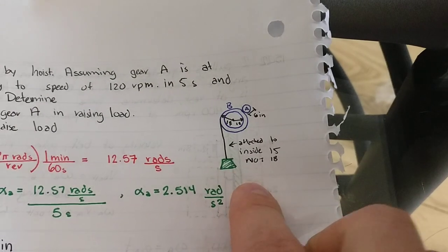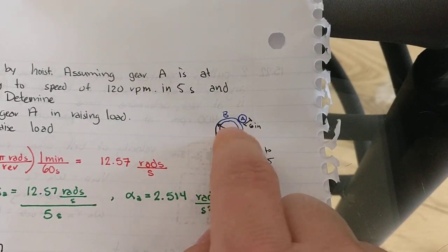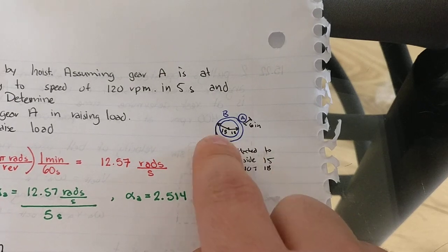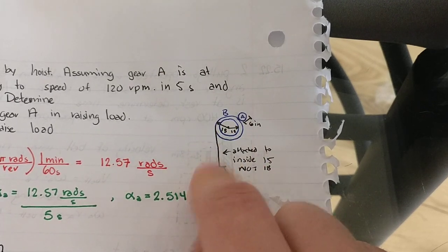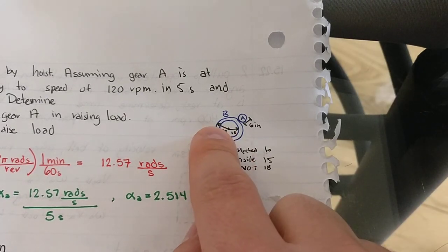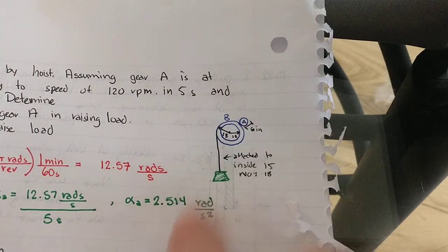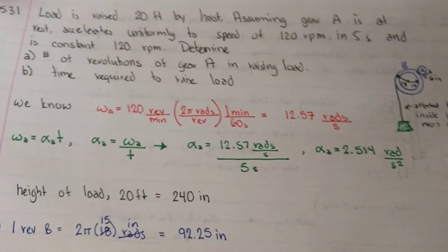This is a little diagram of it. So this pulley is actually attached to the inside diameter there, not the outside diameter. The inside diameter is 15 inches. The diameter of the entire pulley or gear is 18 inches, and that's what's attached to the A pulley, or the A gear. They're not pulleys, they're gears.